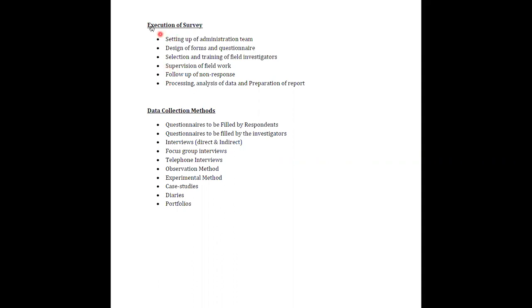The first step is, if you are going to execute a survey, you have to set up an administrative team. It is because suppose that you are a company or an organization. If you are going to execute some work, then you have to take some permission, and it would be really easy if you are having a proper administration team. As well as, suppose that if it is somewhat a large study that you are going to conduct, then you have to appoint some responsible person for each area that you are going to collect the data.